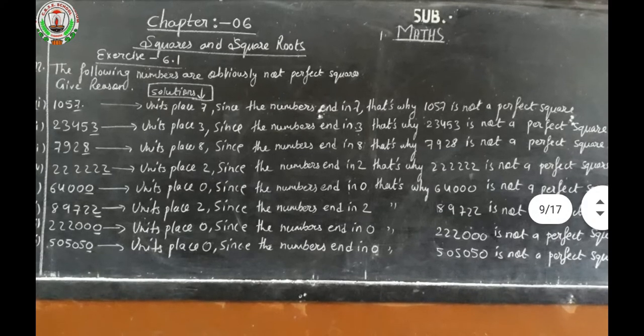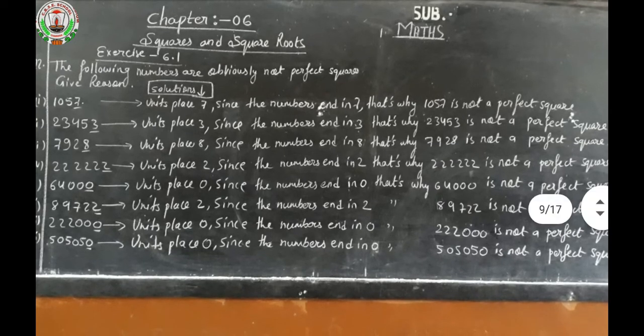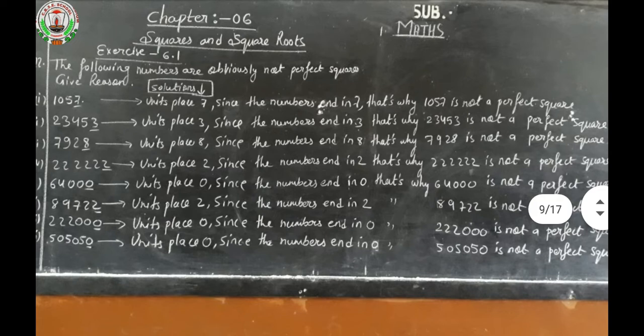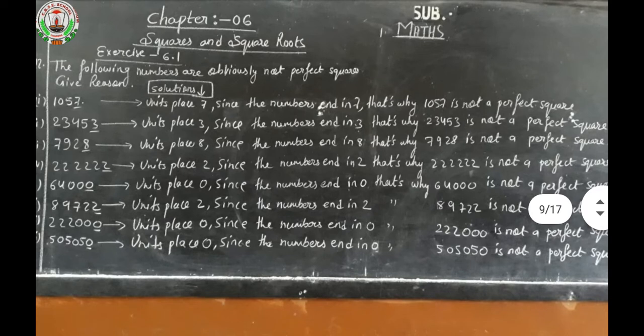We had already seen the 11 properties. You have to memorize those 11 properties. It is already said in the first property of a perfect square that numbers ending in 2, 3, 7 or 8 are never a perfect square. So here the number 1057 ends with the number 7, that's why it's not a perfect square.